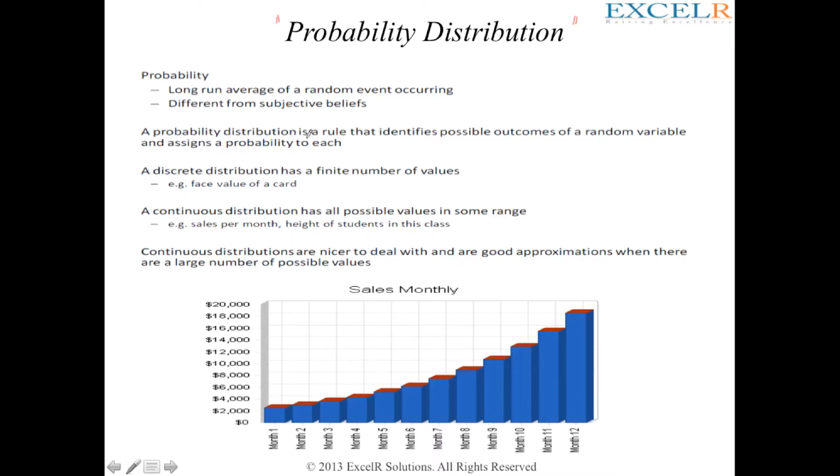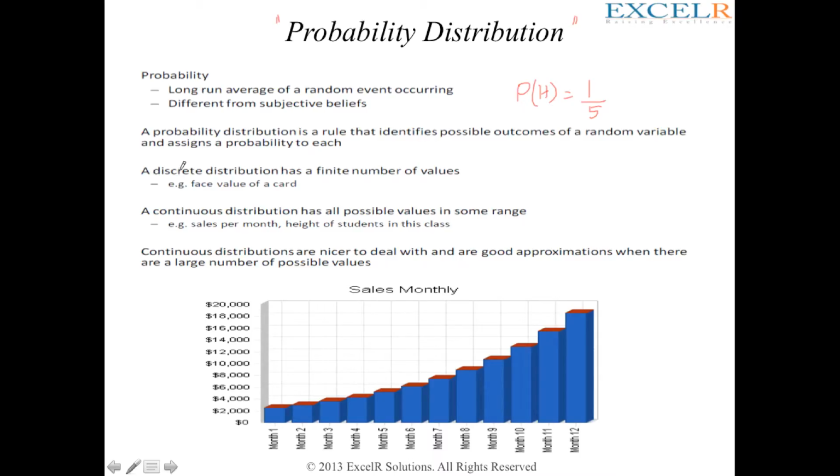A probability distribution is a rule that identifies possible outcomes of a random variable and assigns a probability to each value. For example, if it is the probability of getting a head if you flip a coin once, there's a probability associated with it. And this is a random variable. Head is a random variable.